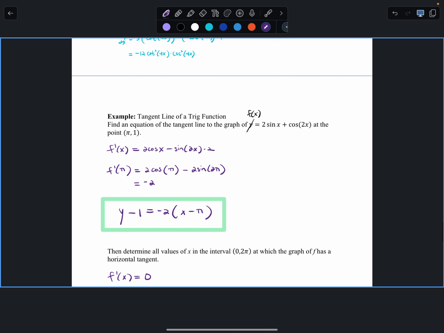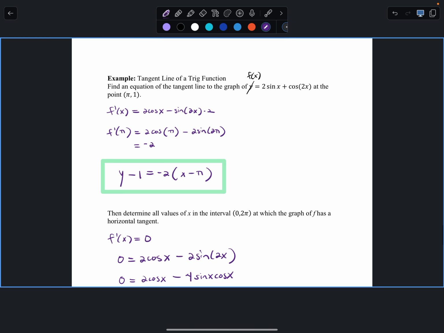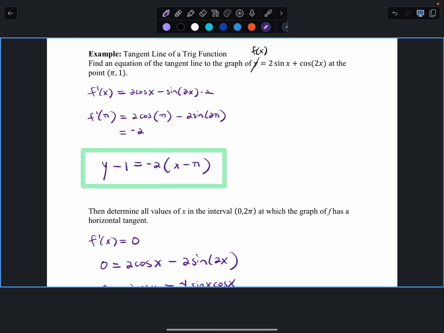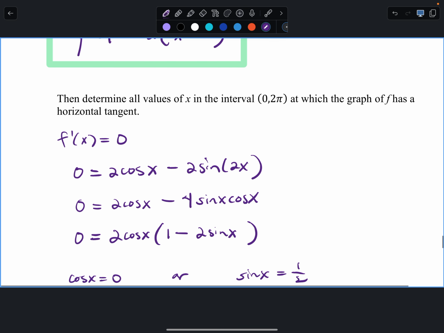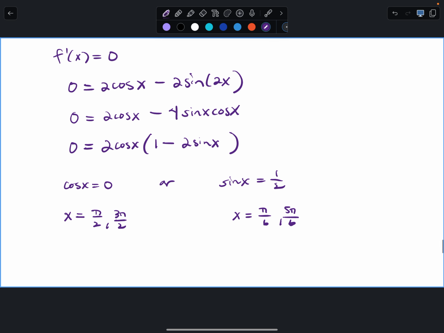Pop that into point slope form for your equation of the tangent line. Then horizontal tangent lines have a slope of 0, so look for where f prime equals 0, using a little trig identity. If it was calculator active, you could just find the points of intersection using Desmos or your graphing calculator on the interval from 0 to 2 pi, easy peasy.